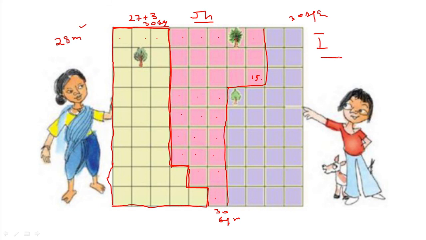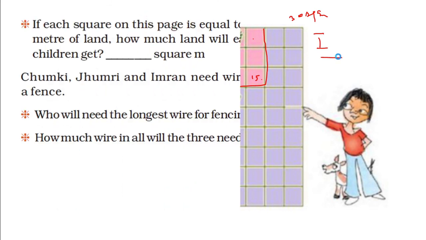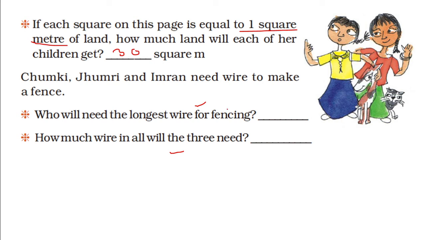And write in the comment box who will need the longest fence and how much wire they will need. Okay, so the first needs 28 meter, you need to count for the second, you need to count for the third and add this for the answer, and out of the 3, which is longest you can write here. So you will count the fencing of all 3 shares.